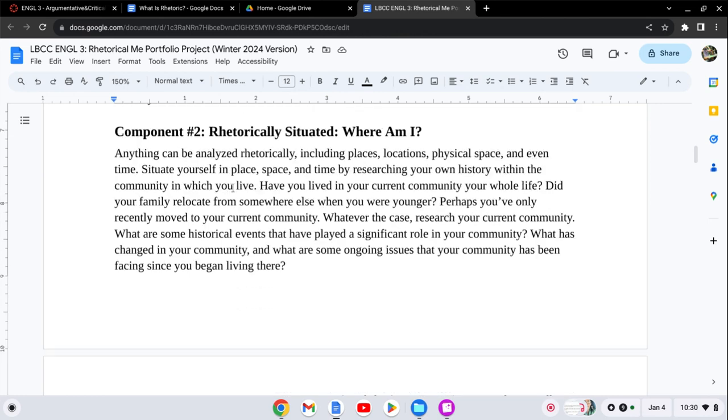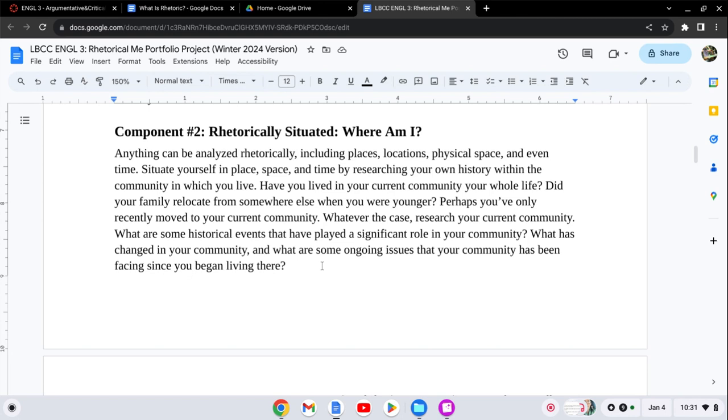So component 2 is actually the first thing that we're going to work on. Or it's going to be the first draft that you submit. So component 2, rhetorically situated. Where am I? Anything can be analyzed rhetorically, including places, locations, physical space, and even time. Situate yourself in place, space, and time by researching your own history within the community in which you live.